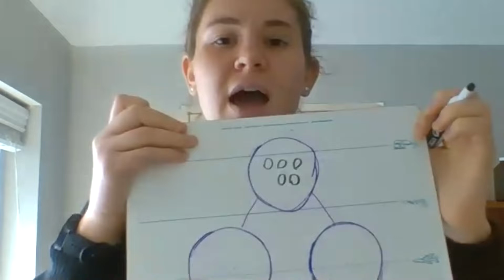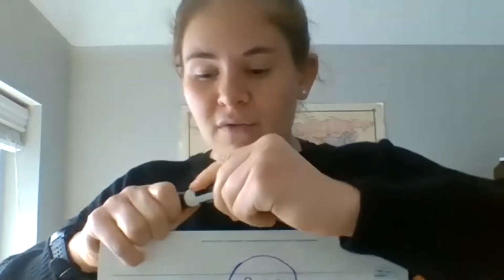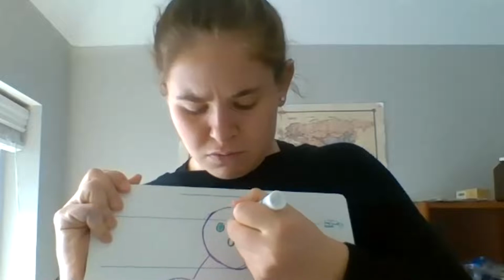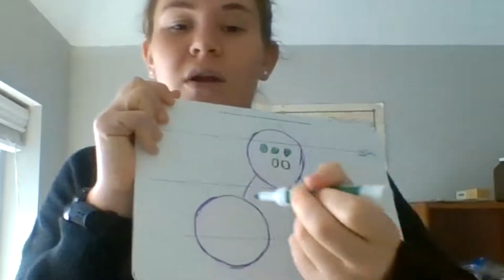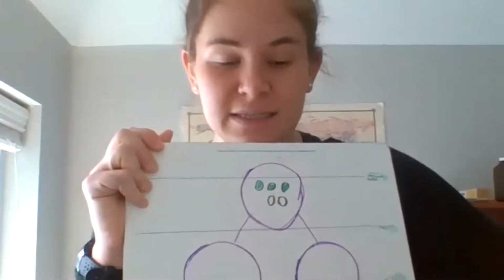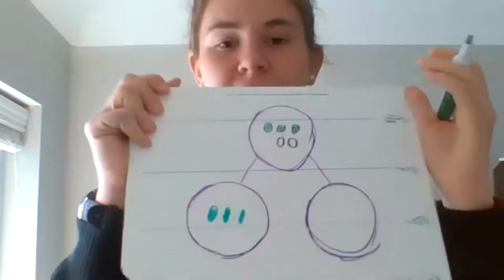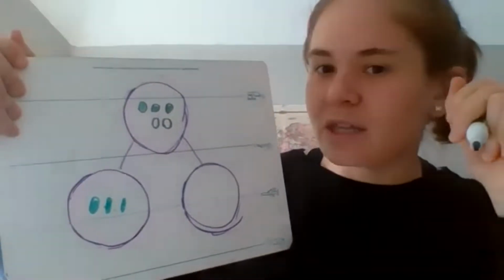Now, I showed you a tower of 3. We know that 3 is going to be one of our parts. I'm going to take a different colored marker and I'm going to color 3 of our circles. 1, 2, 3. And these 3 circles are going to come down to be one of our parts because we have a tower of 3, right? This is one of our pieces. 1, 2, 3.